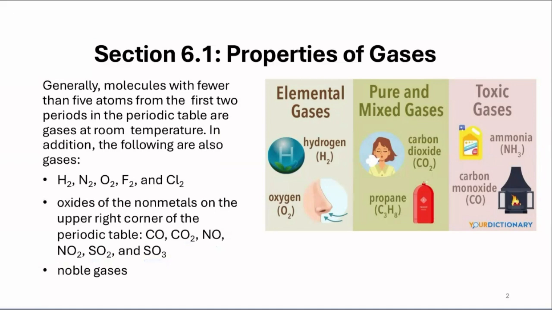Lastly, let's understand that we have a whole group within the periodic table that is found in gas form, and that is group 8A, where we have the noble gases. Additionally, in the image on the right side of the slide, we can see other pure and mixed gases, such as propane, if from organic origin, and we have some toxic gases, including ammonia.